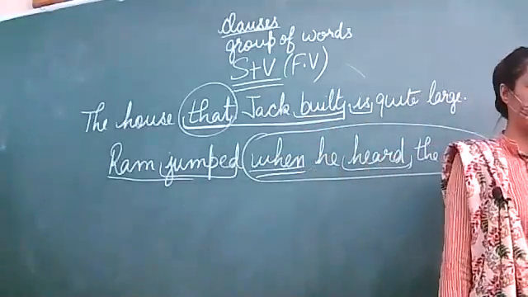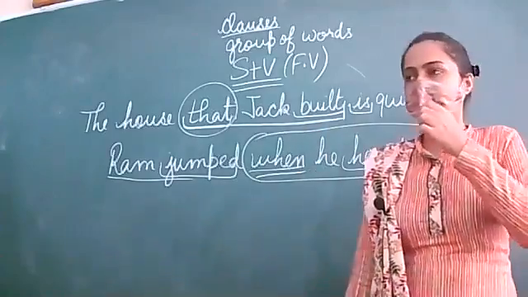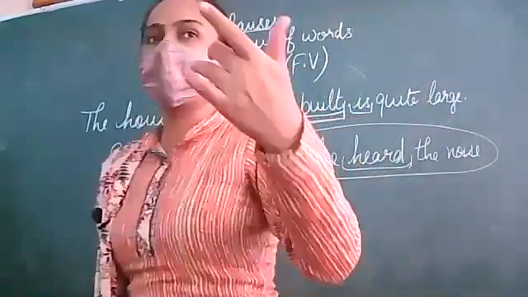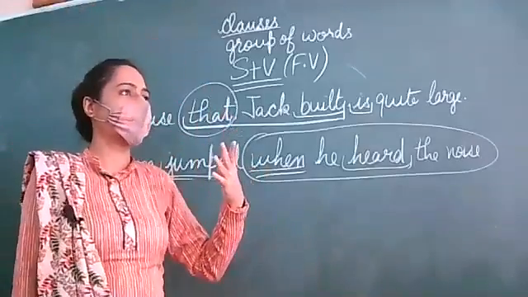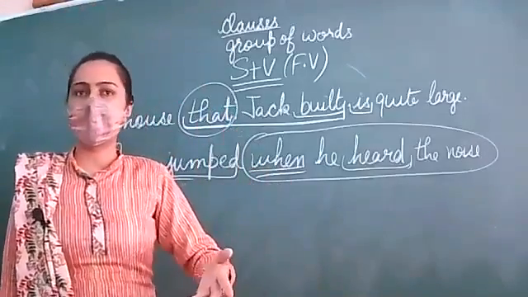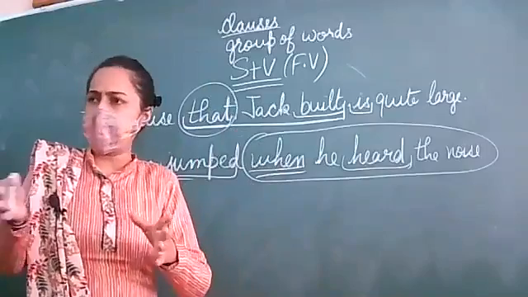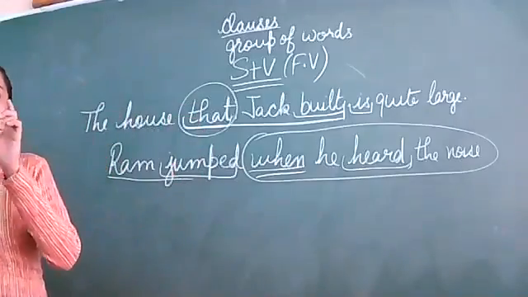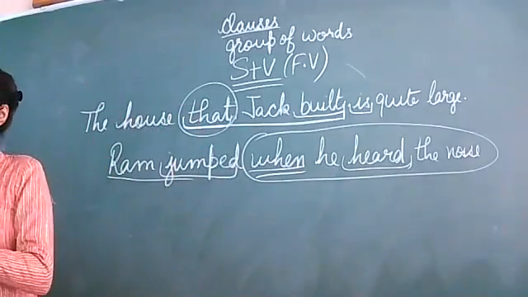Got it? Easy? See? Conjunctions like when, where, why, how, that, what, whose, which, after, before, because, as, other conjunctions also. So you just need to identify the conjunction.